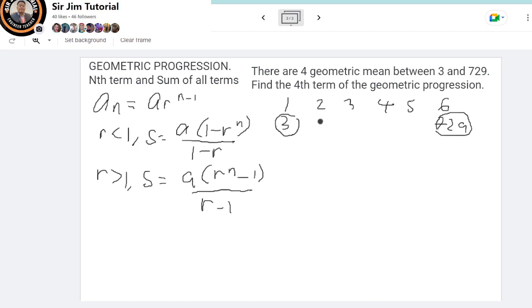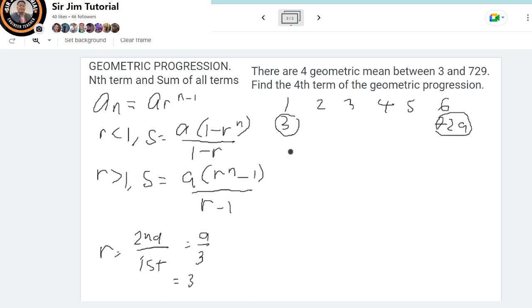So this one could be 9, right? Because the ratio should be, just an example, okay, 3 times 3 is 9. 9 times 3 is 27. Just an example, okay? To find the value of r, r is equal to the second term divided by the first term. So if the second term is 9, for example, and the first term is 3, r is 3. But you have to prove this one, okay?